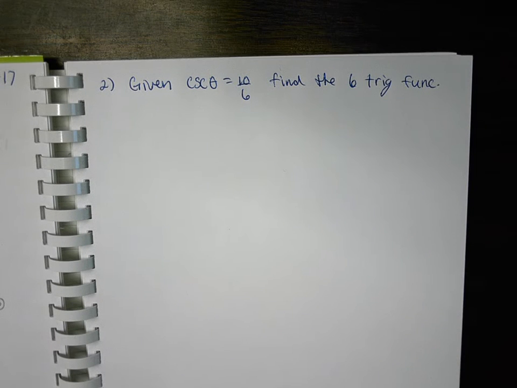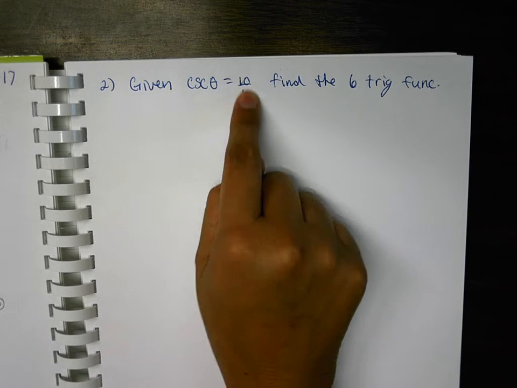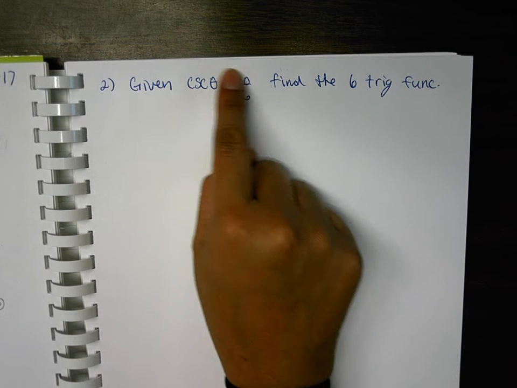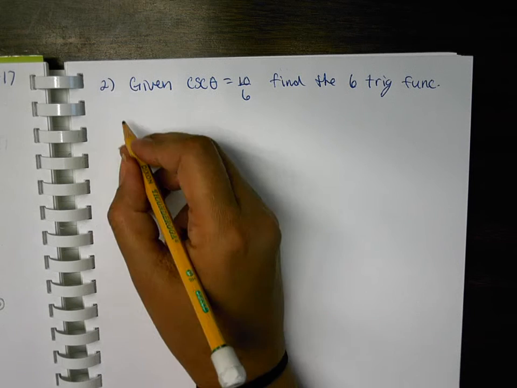Do they give you enough to draw a picture? Like number 1 came with a picture. This one gave us a piece of information. Can I use this to draw a triangle? Yes. I will tell you this.